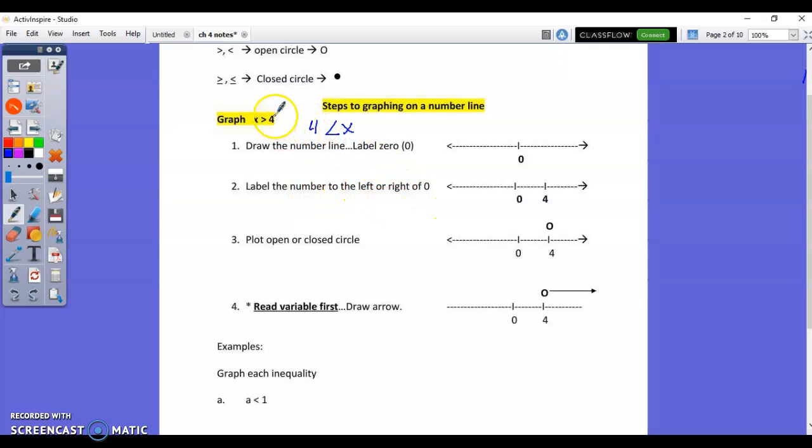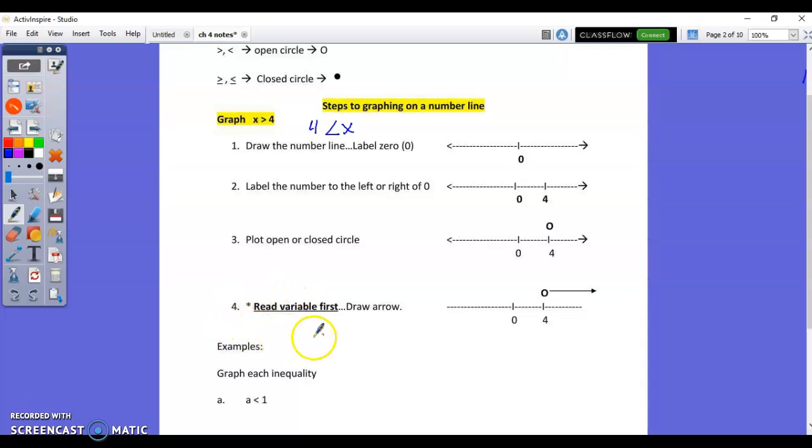Step 2, you're going to label the number to the left or to the right of 0. In this case, our number is 4. 4 is positive, so it's going to be to the right. You don't need to do 4 tick marks. I just want to see that you know that it's to the right of 0. Then we're going to plot either an open or closed circle. Remember, open is when there's no line underneath. Closed, there is a line underneath. So in this case, I plot the open circle.